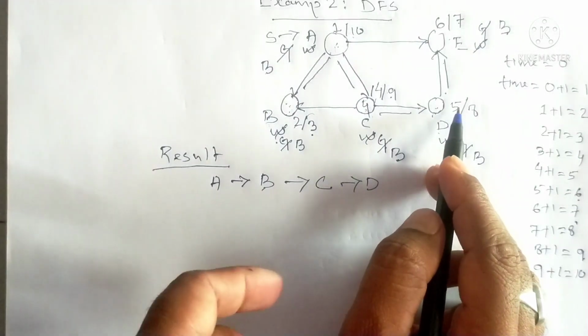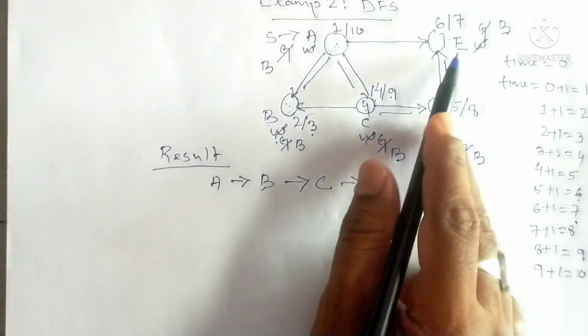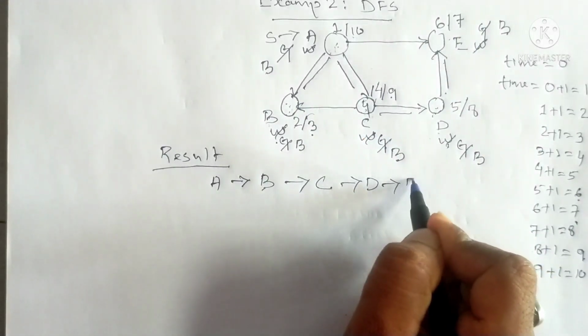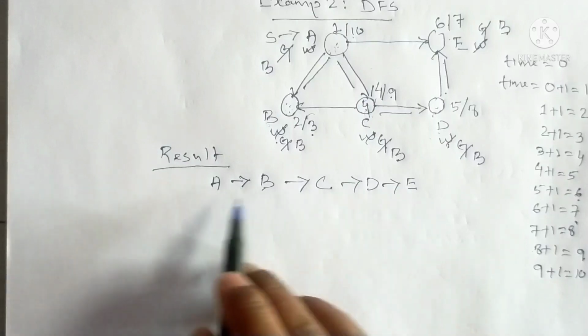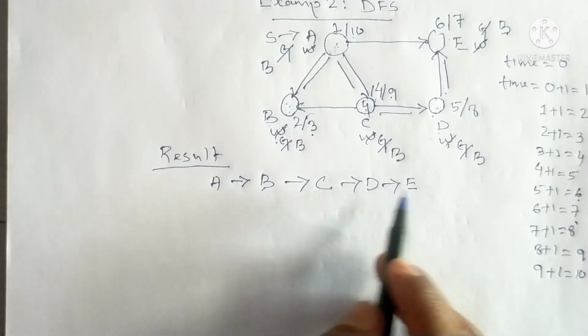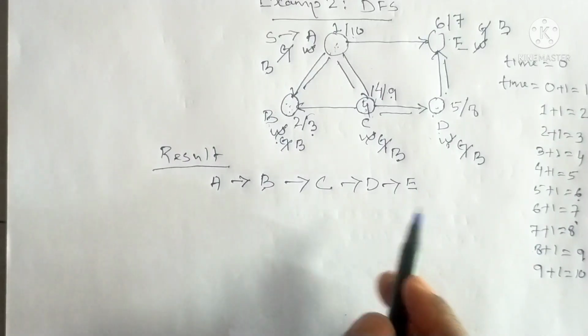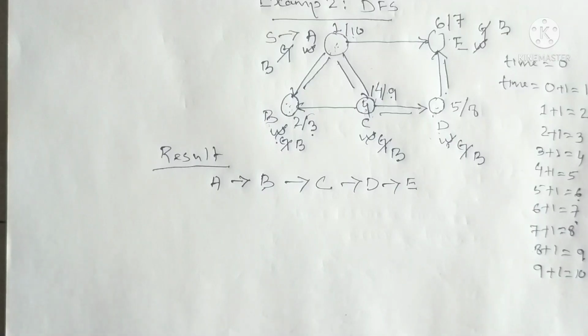From 5, the next timestamp is 6. So which vertex contains the timestamp value 6? E. So you write that E. So here we just look at, we have covered all the vertices using your DFS traversal. So first we move to A, then B, then C, then D, then E. So this is your output of your DFS traversal algorithm.